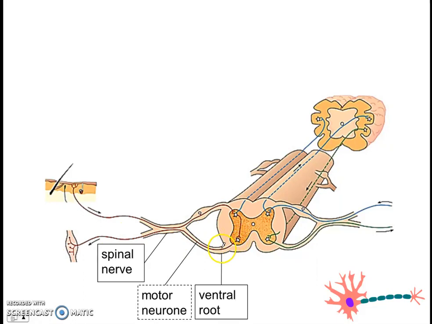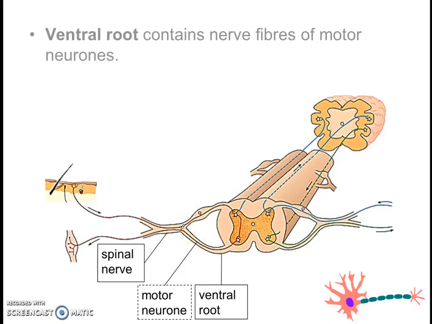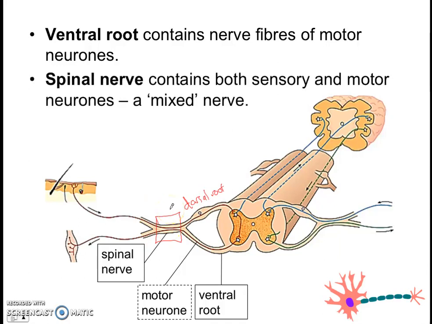And you will notice that the nerve fibers of the motor neuron, where do they pass through? They pass through the ventral root. So the ventral root contains the nerve fibers of your motor neurons, in particular the axons of your motor neurons. Now the other thing to notice is that here's the ventral root, here's the dorsal root. You'll notice that the ventral root and the dorsal root join together to form the spinal nerve. So the spinal nerve itself contains both parts of the sensory neurons and parts of the motor neurons. So this spinal nerve, we call it a mixed nerve, right? Because it contains both sensory and motor neurons.